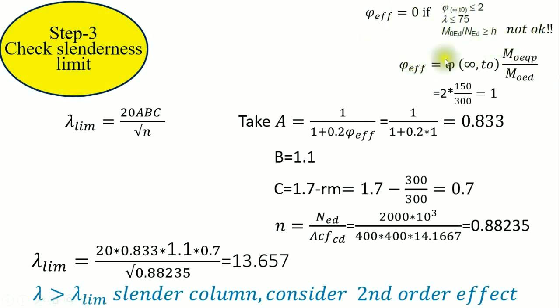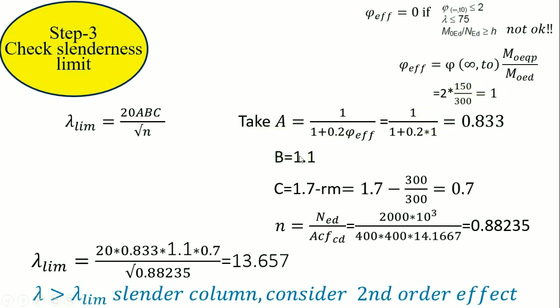So how to calculate A? It is equal to the final creep coefficient, in our case 2, times the movement in quasi-permanent or serviceability limit state, 150, over the design movement in ultimate limit state, 300. 2 times 150 over 300 is equal to 1. B is equal to 1.1. But the formula is B equals root of 1 plus mechanical steel ratio.